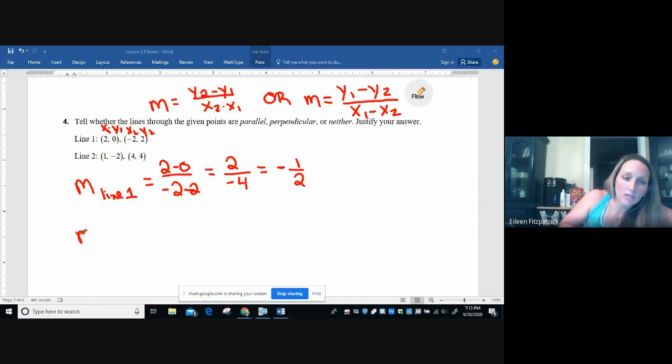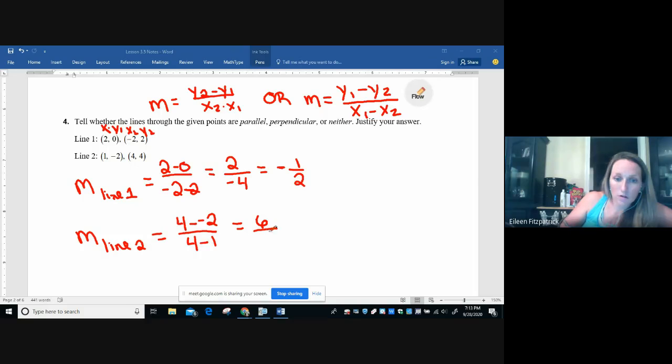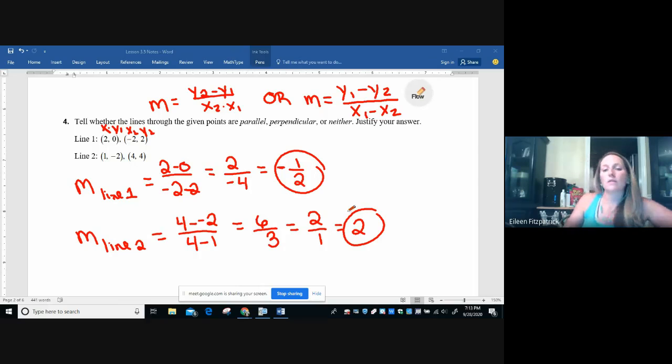And then we're going to find the slope of line 2. So it's change in y, 4 minus negative 2, over change in x, 4 minus 1. So that's going to give you a 6 over 3. So that simplifies down to 2. Or if you want to look at it as 2 over 1, you could always do that as well, or just 2. All right, so if I have a slope of negative 1/2 and a slope of 2, are these lines parallel, perpendicular, or neither?